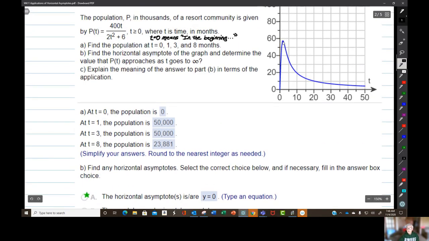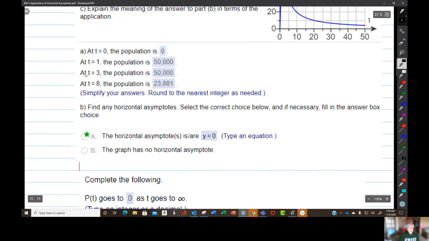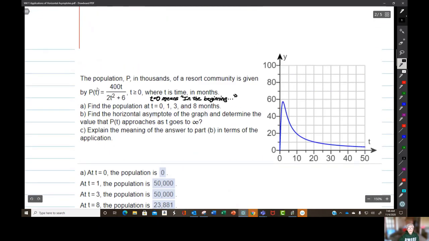Because that looks like more than 50,000 when it gets to whatever this t coordinate, which is like an x coordinate, whatever that is. But you aren't being asked to find it. So plug a 3 in, you'll get that. Plug an 8 in, you'll get that, if you have exactly the same numbers that I have right here.